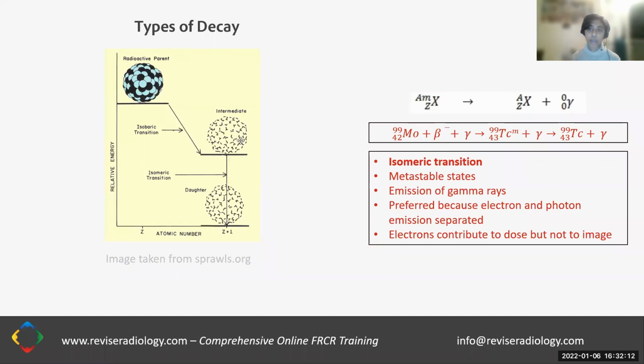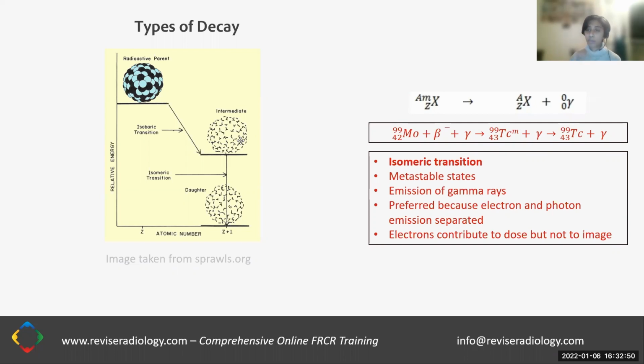So let's take a look at what's happening here. If you look at the first equation on the right-hand side, it says A-m-X-Z is moving to A-X-Z plus 0-0 gamma. So A-m-X-Z means there's an element in the metastable state, and it's emitting a gamma ray, and it's moving to A-X-Z. That is the same element, but not in the metastable state anymore. So you can see the atomic number is exactly the same. The atomic mass is exactly the same. The only thing that's changing is the energy, and that energy is carried away by a gamma photon, which is the symbol on the right-hand side.